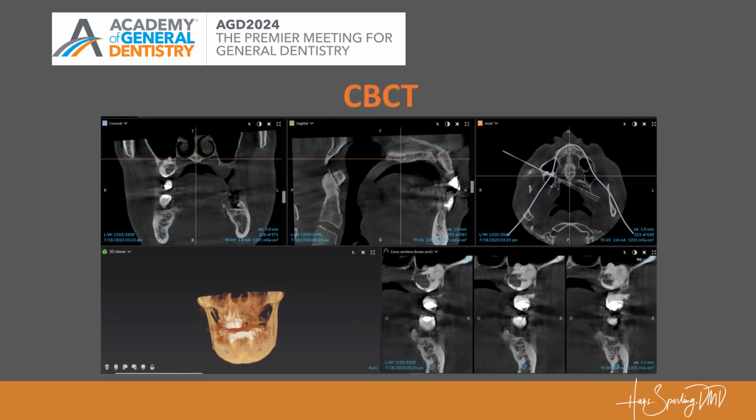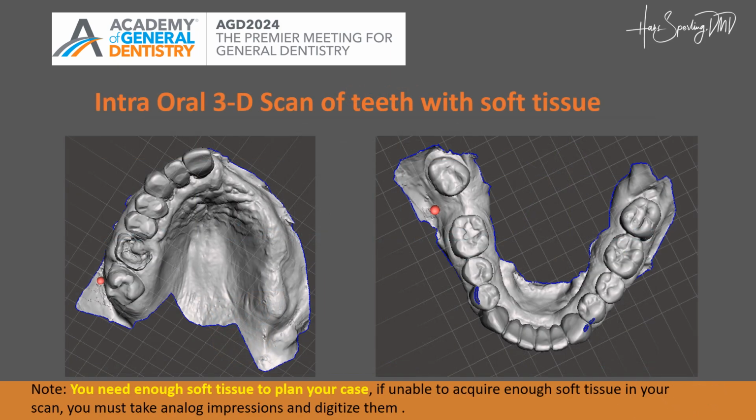We do require a great CBCT x-ray, a full image, complete arches that show the sinuses and adjacent structures, and we use this to gather all the information that we need from the bone on a three-dimensional aspect. We need intraoral 3D scans of the teeth with a lot of soft tissue. If we do not have enough soft tissue in our scan, or we're not able to gather a good scan with plenty of soft tissue, then we must use an analog method of capturing impressions, like with alginate or PVS, and then we can digitize those impressions.